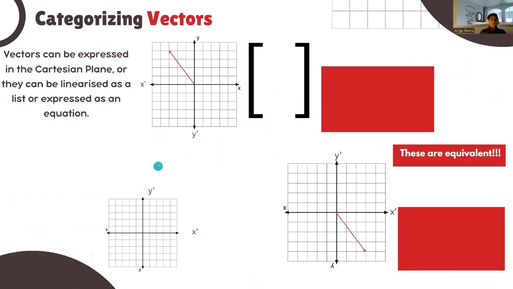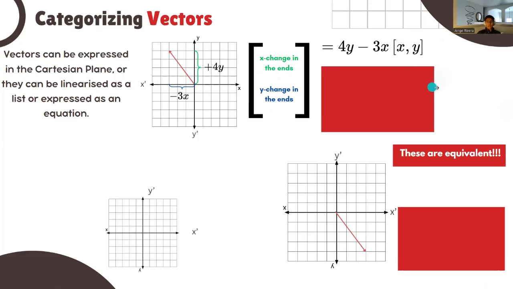So categorizing vectors. Vectors can be expressed in the Cartesian plane, or they can be linearized as a list or expressed as an equation. So here we have these two. This vector goes back 3 because it starts at 0, it ends at -3, and this one goes up 4, right? So here in the bracket, the x change in the ends of the vector goes on top, and the y change in the ends goes on the bottom. So that's just how we do it.